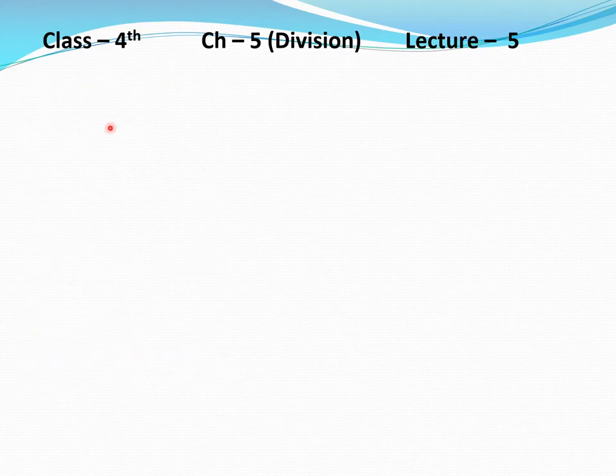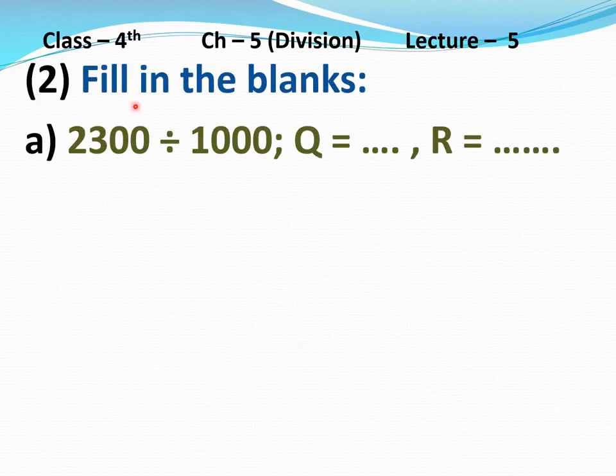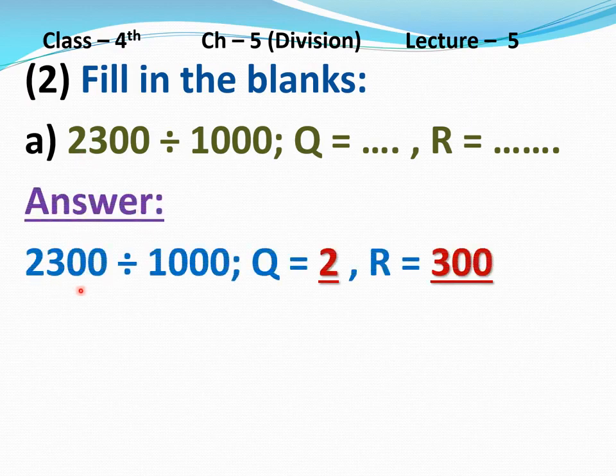Now question number 2. Fill in the blanks. A part. 2300 divided by 1000. Quotient equal to dash, remainder equal to dash. See, the divisor is 1000. So the number formed by the last three digits of the dividend, that is 3, 0 and 0, is 300. That will be the remainder, and the number formed by the remaining digit, that is 2, will be the quotient. Write down the answer. 2300 divided by 1000. Quotient equal to 2, remainder equal to 300. Clear?